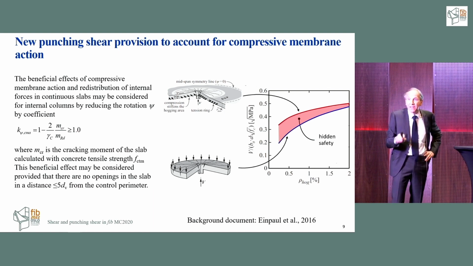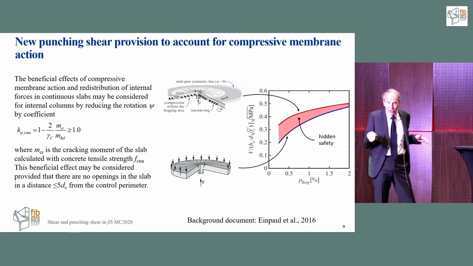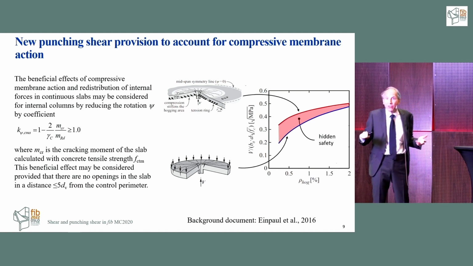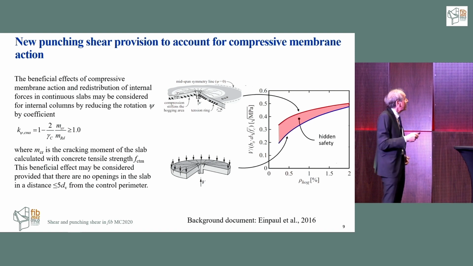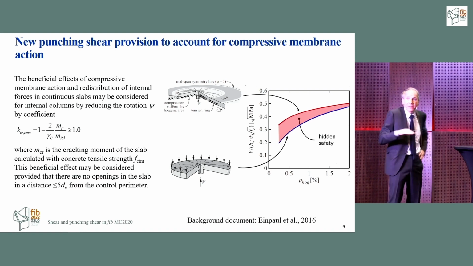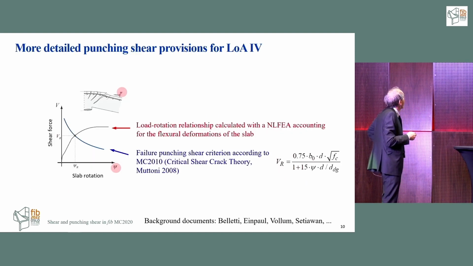But we have also seen that this is the case where we have large rotations. If we have a significant amount of longitudinal reinforcement, then the rotation will be very small. And in this particular case, the increase due to compressive membrane action will be much smaller. And this can be accounted for with this very simple model here. So we have a significant punching shear increase for members with a small amount of hogging reinforcement, but practically no increase for members with a significant amount of hogging flexural reinforcement.